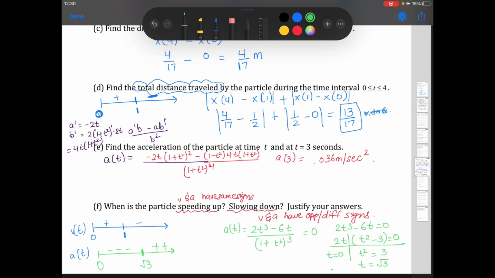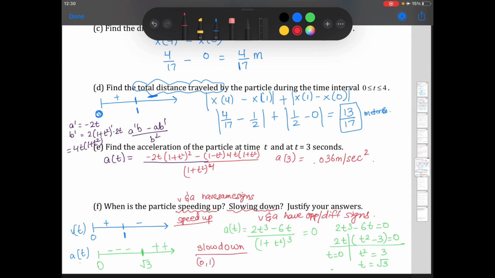So slowing down, I'm going to change colors and write that down. So slow down, and I'm going to write speed up. Here's all the intervals, speed up, right? So slowing down, because from 0 to 1 they have different signs, so it's slowing down.